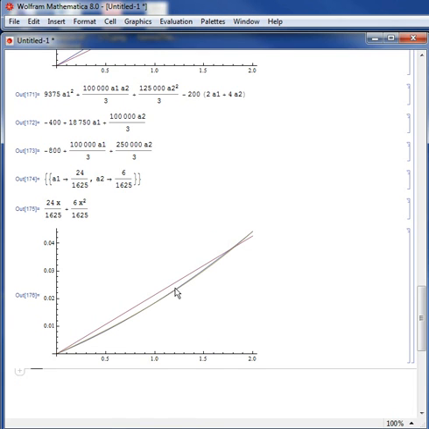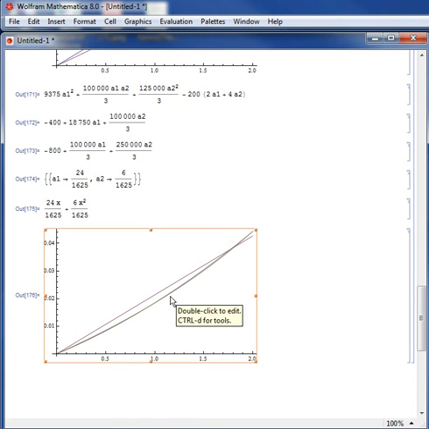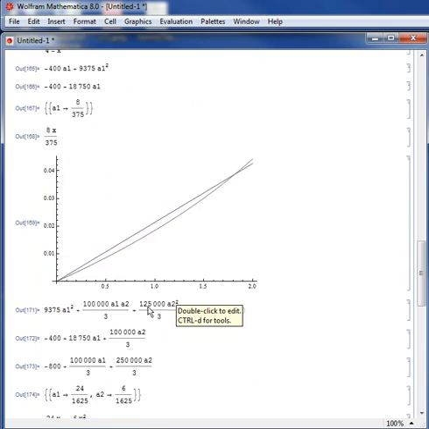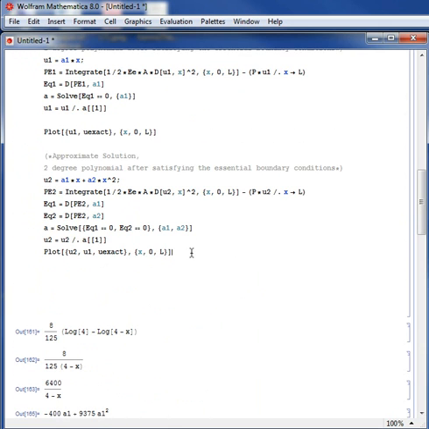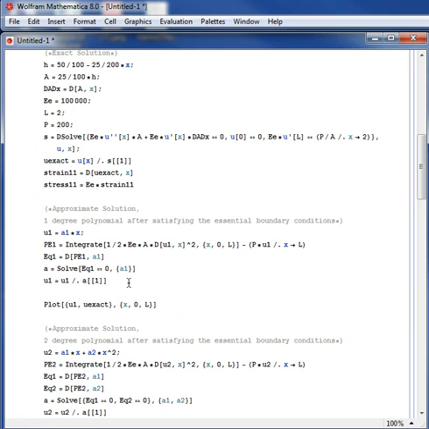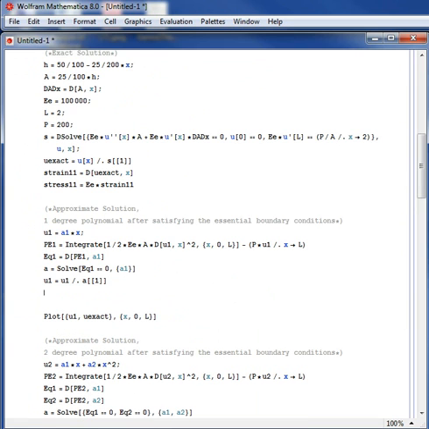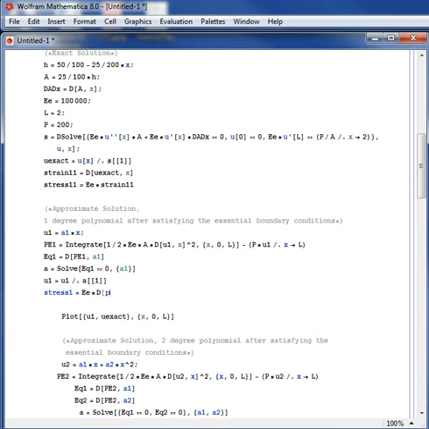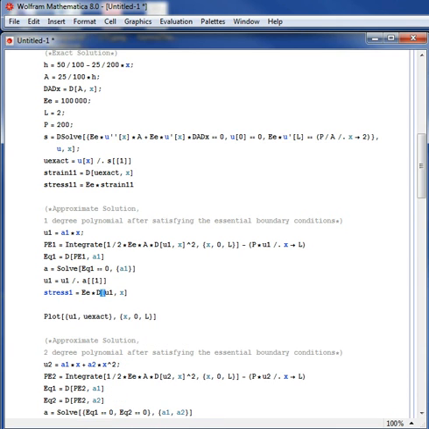And you can see that the exact solution and the approximate solution with the second degree polynomial are very close to each other. Now let's look at the stress. At the top here, I'm going to find the stress 1. Stress 1 is equal to E multiplied by du1 with respect to x, which is the stress 1 is equal to E multiplied by the strain.